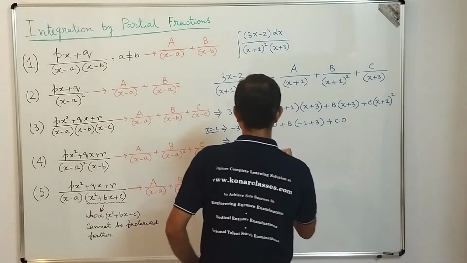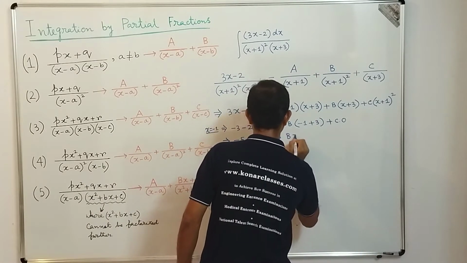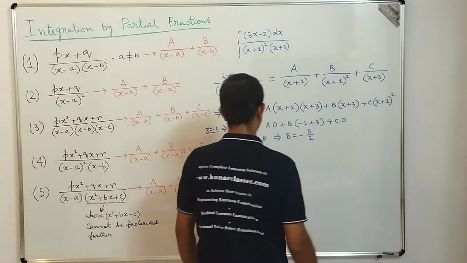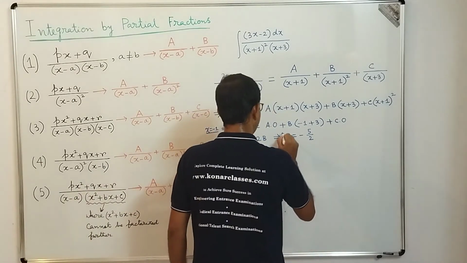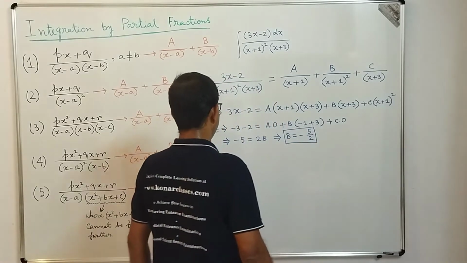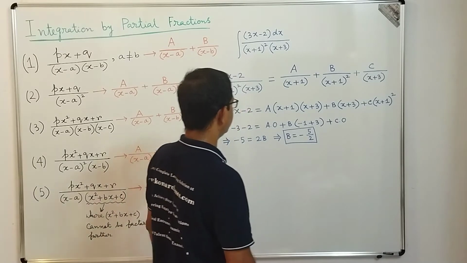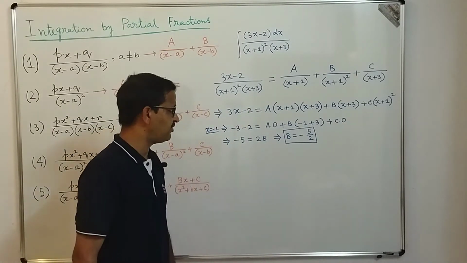So from here we get the value of b is equal to minus 5 by 2. Okay, so we get the value of b is equal to minus 5 by 2. Now once we have the value of b, let us find the value of c. How can we find the value of c?